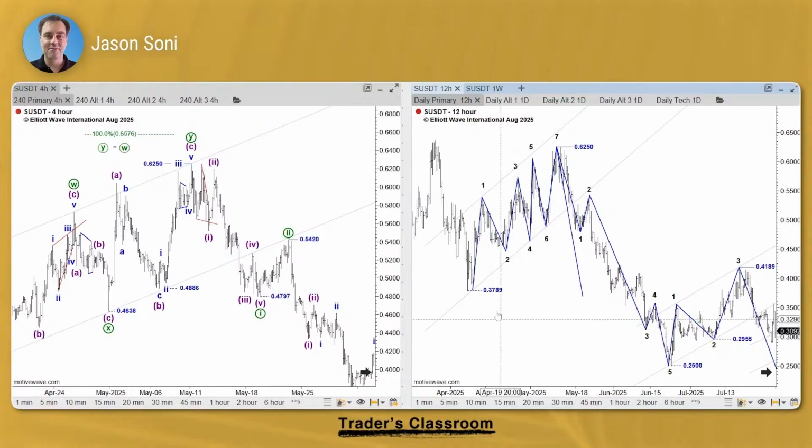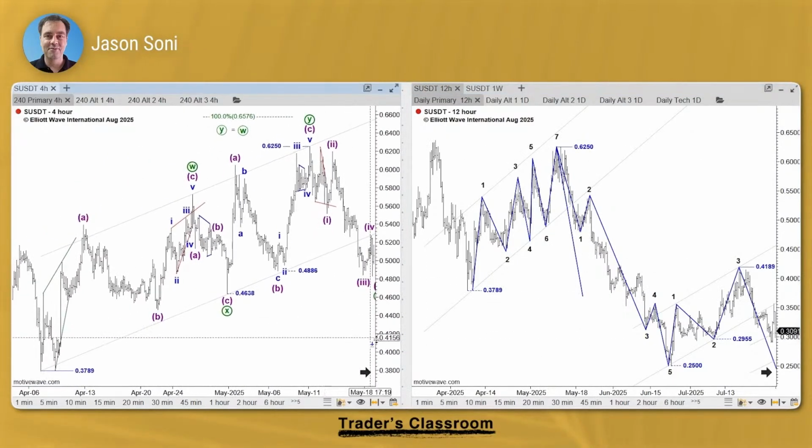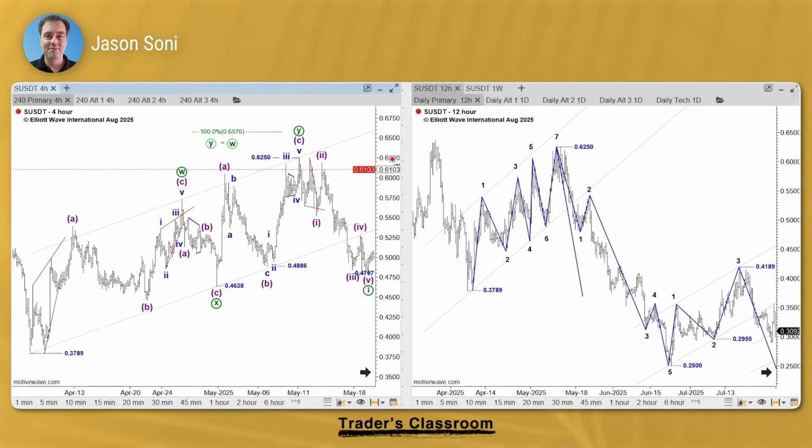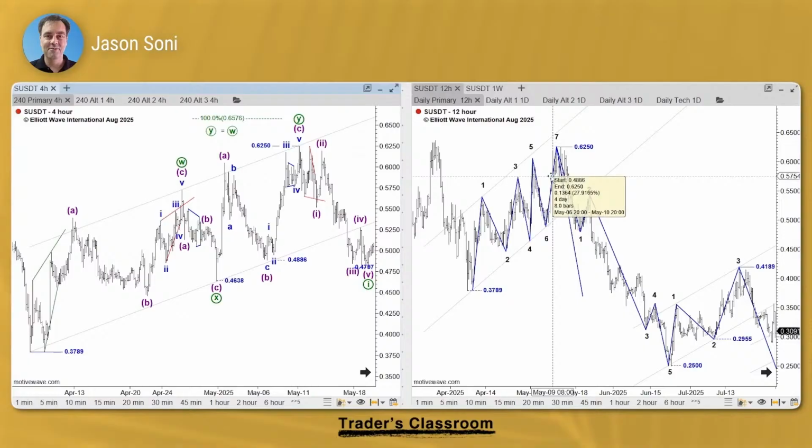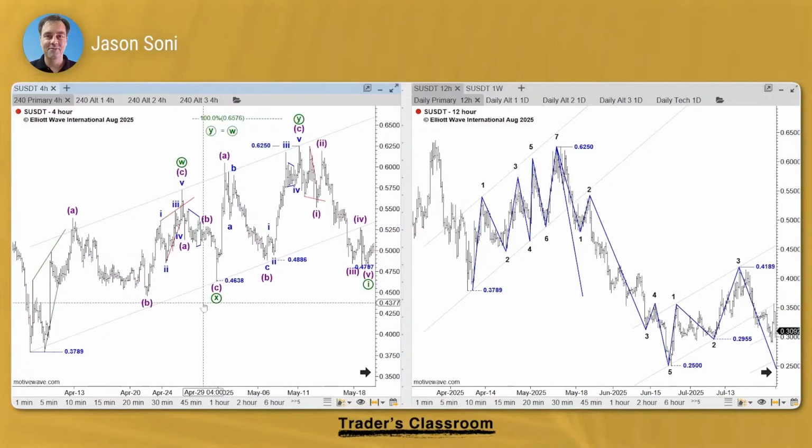Now let me just show you the internals of that move from 37.89 into 62.50, and show you in detail how I labeled that. My initial reaction was, okay, I think this is a double zigzag, but let's now look at the internals of the structure to see if we can label it as a double zigzag. So 5-3-5 for wave W, followed by an X wave, and then 5-3-5 for wave Y. So two zigzags back to back with a correction for an X wave. So 5, 3, 5. So leading diagonal, ending diagonal. So A and C are 5-wave moves.